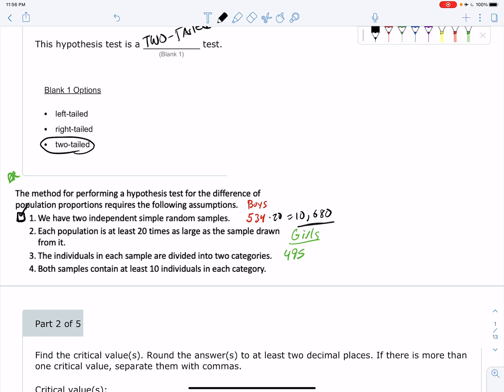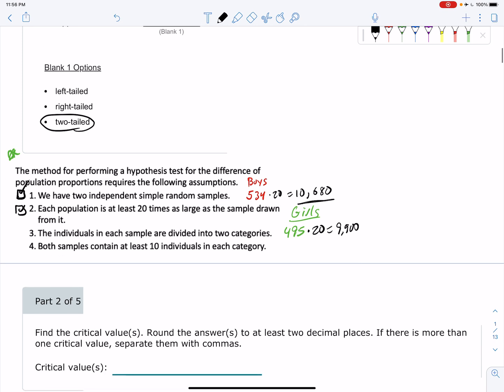And is that sample that you're drawing from it at least 20 times bigger? If you multiply that sample by 20, we get 9,900-ish, right? Or 9,900. And there's definitely more than that in that population of girls in the nation. So that's checked off. So we're good there.